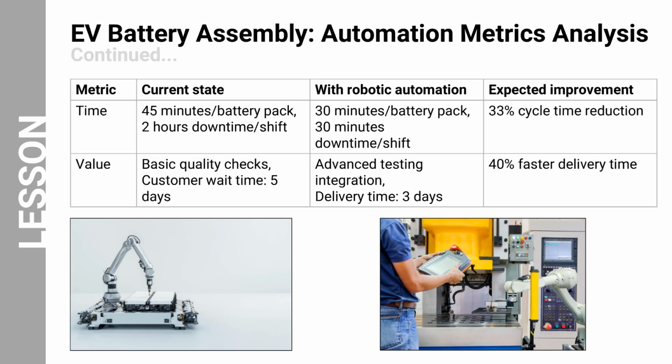Time metrics indicate potential efficiency gains, with cycle time reducing from 45 to 30 minutes per battery pack and downtime decreasing from 2 hours to just 30 minutes per shift. Value creation for customers would be evident through enhanced quality checks and faster delivery times, improving from 5 days to 3 days, representing a 40% reduction in customer wait time.